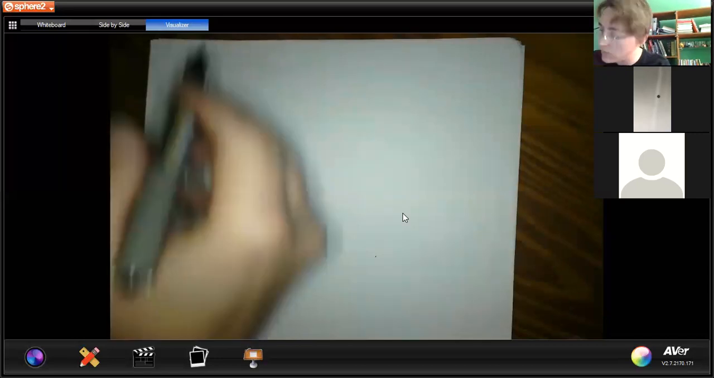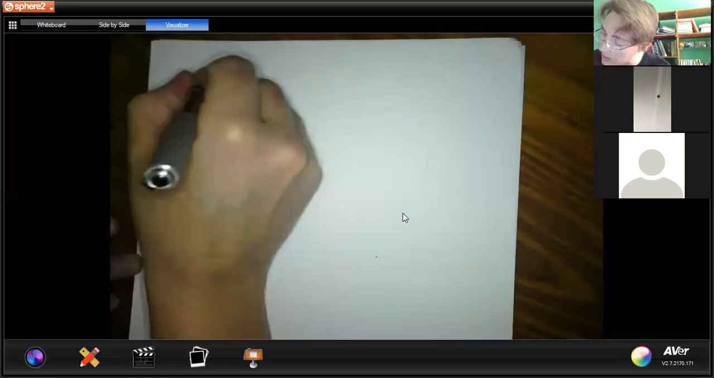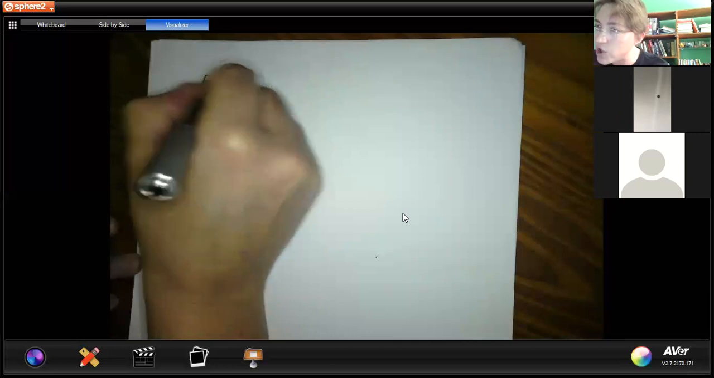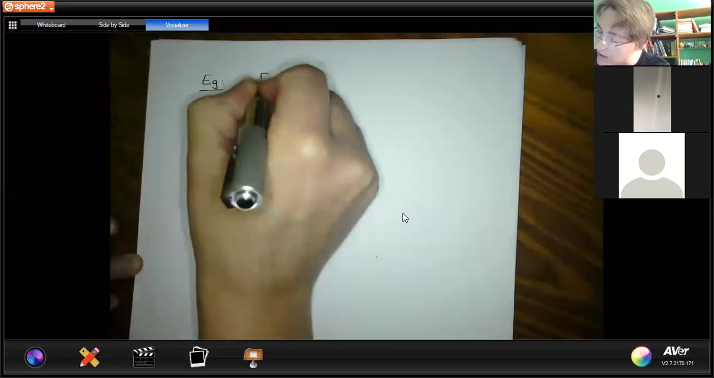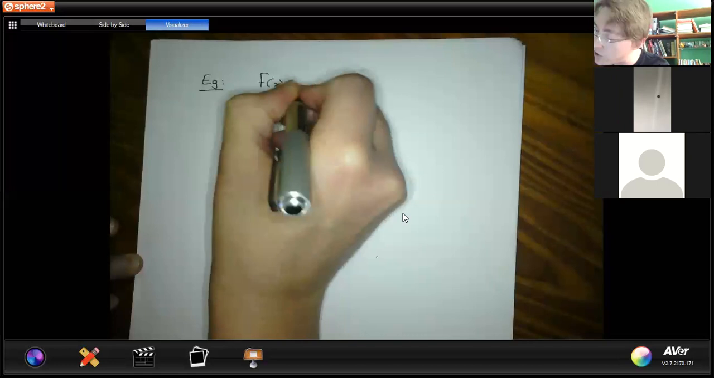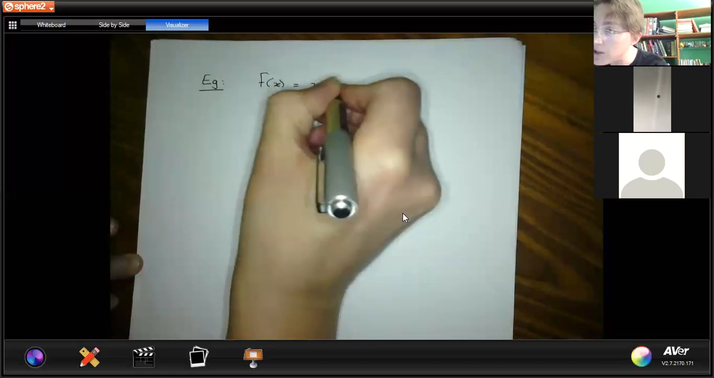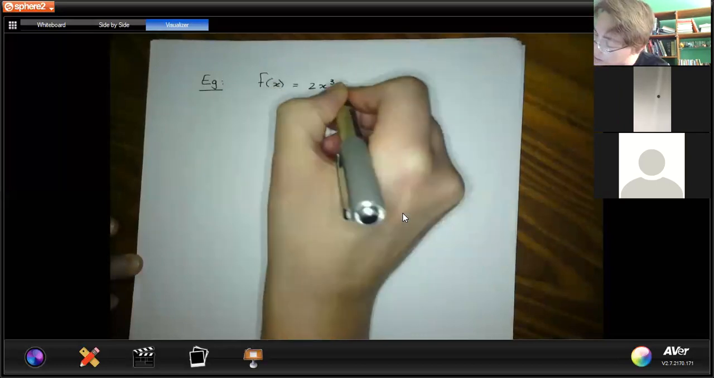Right, now quickly, let's just talk about increasing and decreasing. In this particular example, they give us a function and they say the function f of x is equal to 2x cubed minus 3x squared minus 12x.